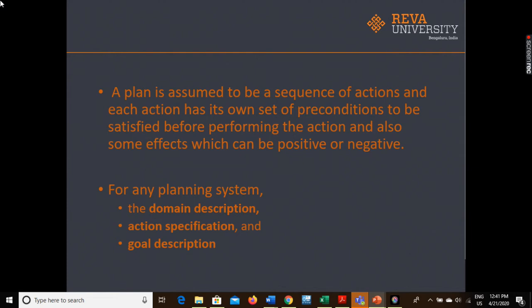Now, a plan, let's define what we mean by a plan, and then let's see the components of a planning system. A plan is assumed to be a sequence of actions, and each action has its own set of preconditions that need to be satisfied before we perform that particular action. And the side effects of a particular action can be either positive or negative.